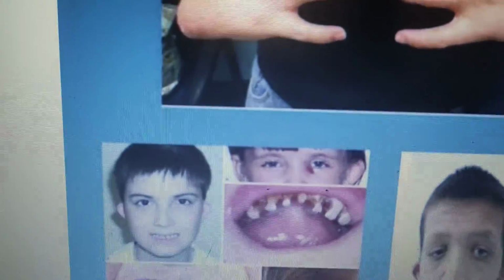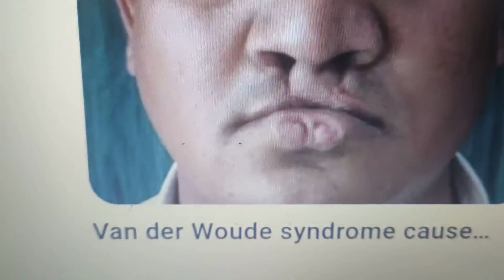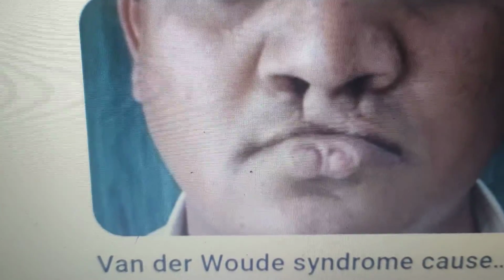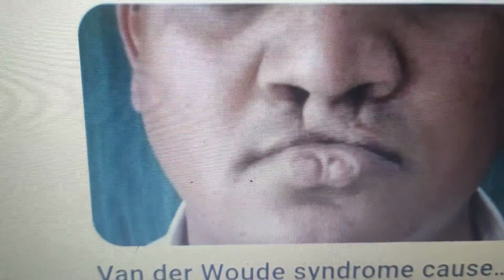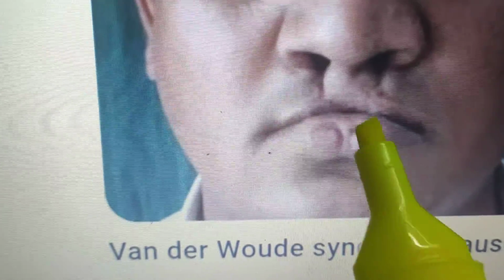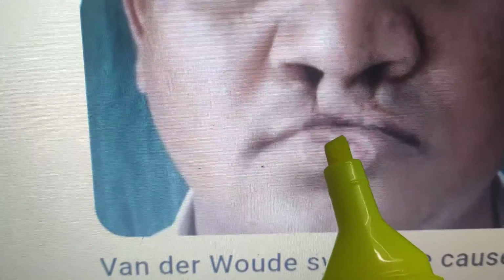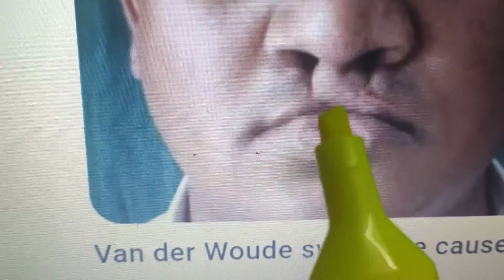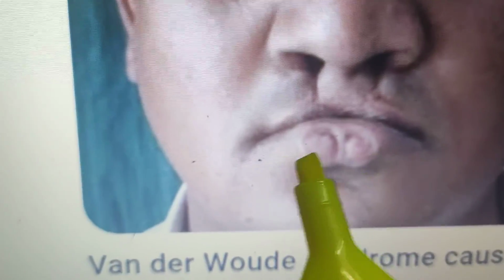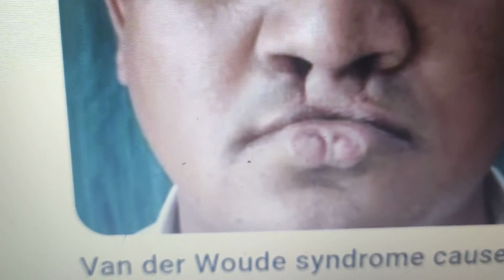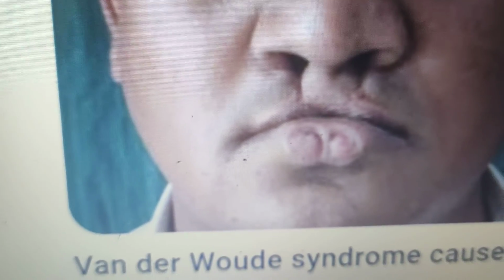And the picture related to this is, you can see Van der Woude syndrome. You can see the patient is also having cleft lip or cleft palate. It is not necessary, but in this patient we can see this, and you can see these lip pits in the lower lip. One more diagram I'm having.